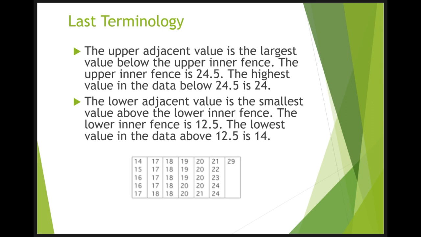The upper adjacent value is the largest value below the upper inner fence. If you recall, the upper inner fence is 24.5. Looking at the raw data, you can see that the highest value below 24.5 is equal to 24. Therefore, the upper adjacent value is 24. Similarly, the lower adjacent value is the lowest value above the lower inner fence. The lower inner fence is 12.5 and the lowest value in the data above 12.5 is 14. Notice that it is not uncommon for an adjacent value to be the lowest value in the data.